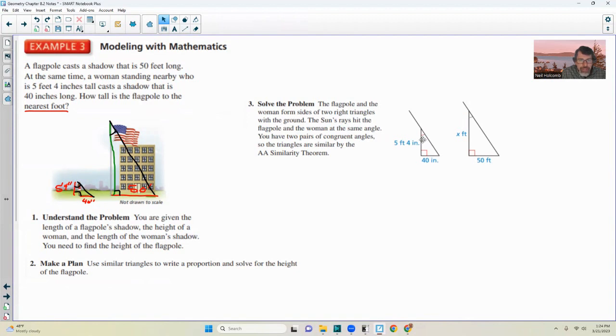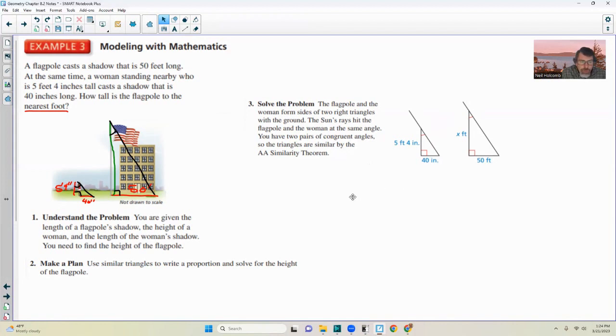So that top angle, the vertex angle, is equal. They extended it to show that that's the sun's rays coming down from the sky. And you have 2 pairs of congruent angles because of the right angles. So the 2 triangles are similar by angle. The height of her is 5 feet 4 inches. Her 40-inch shadow goes to x feet, the height of the pole, which we're trying to find, and the base is 50 feet.